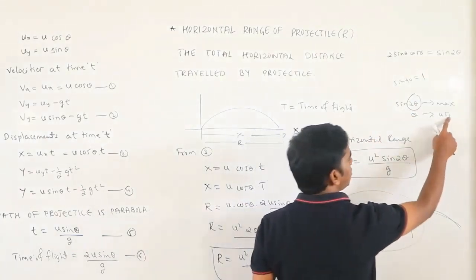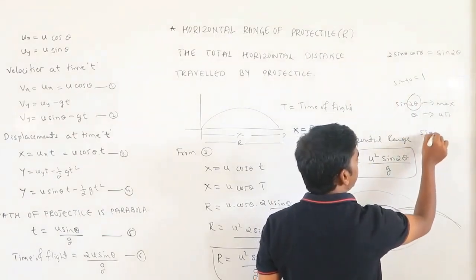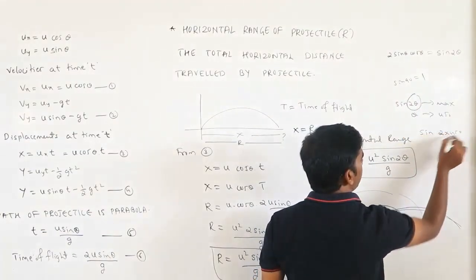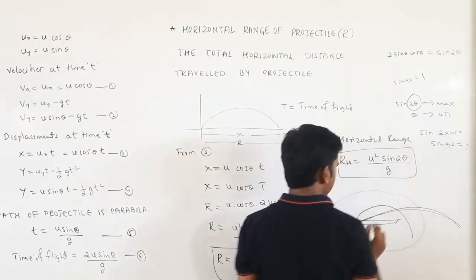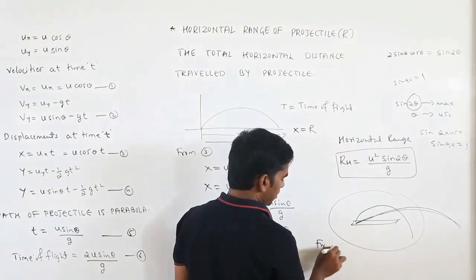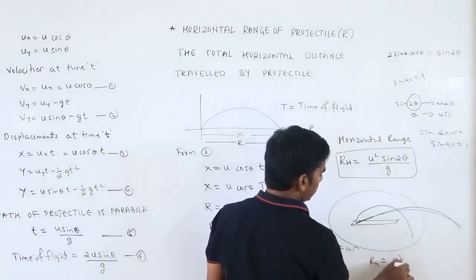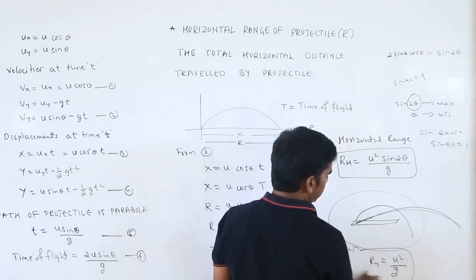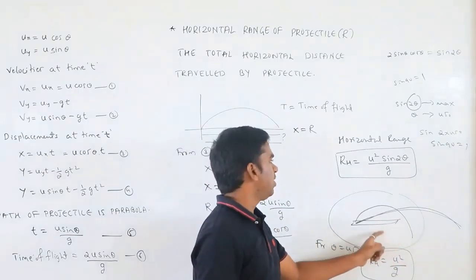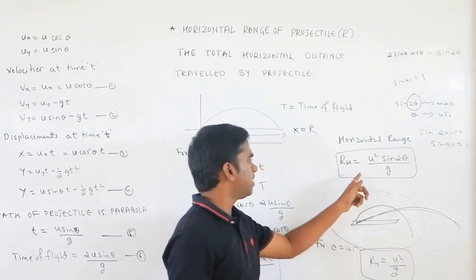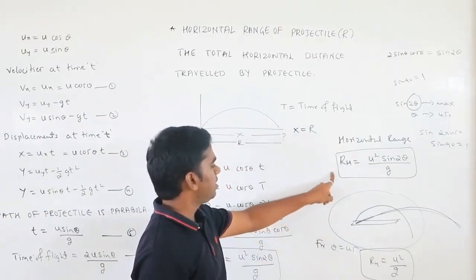If you take theta equals 45 degrees, 2 into 45 will become 90, and sin 90 is 1. So the maximum you will get, for theta equals 45, R_H will become u square divided by g. This is the maximum horizontal distance traveled by the projectile. This is also a very important formula.